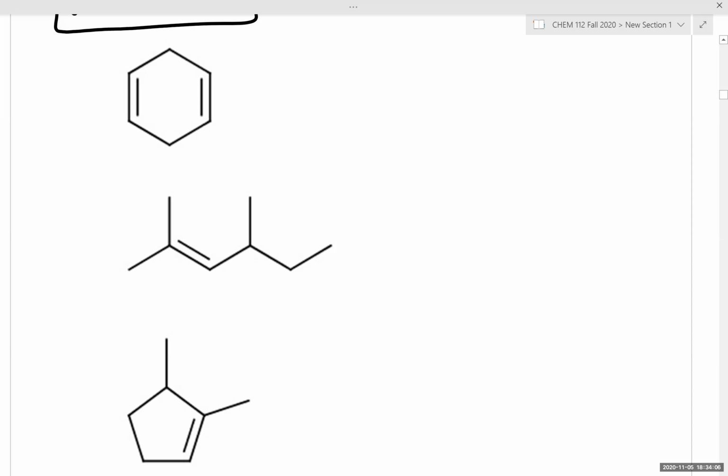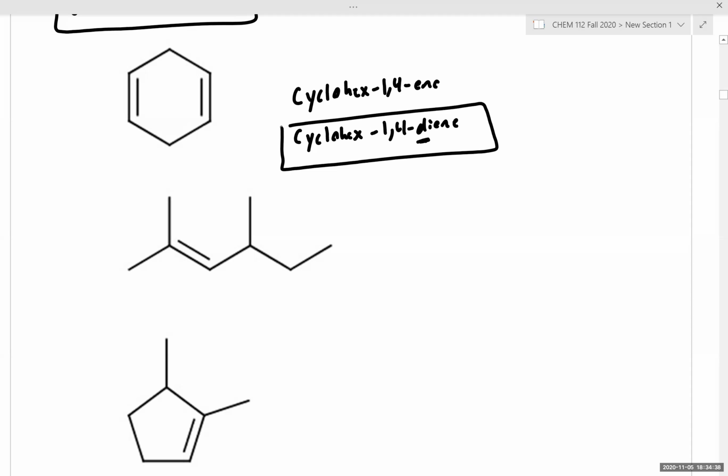So we have a proposed name in the chat for this first compound of cyclohex 1,4-ene. And does anyone have a piece of feedback? We have another proposed name in the chat of cyclohex 1,4-diene. Yep. So when you have two alkenes, you use the di modifier. So instead of ene, it would be diene. So cyclohex 1,4-diene is a perfectly reasonable name for the following compound.